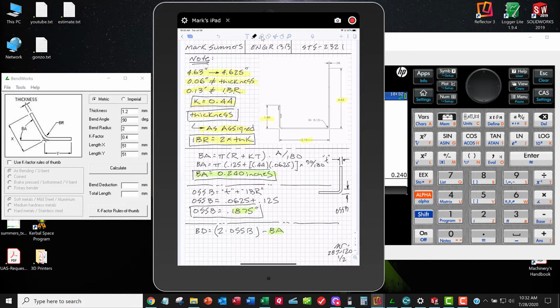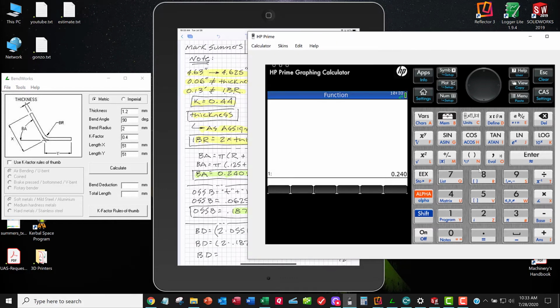All right, now let's do the final calculation to finally get to our bend deduction, and then we'll move on to calculating the flat pattern distances. There's an equation for the bend deduction. I'll plug in my numbers: 2 times 0.1875 minus bend allowance, which is 0.240. So bend deduction equals, let's do it on my calculator here. I got 2, enter, 0.1875, times, and I was smart enough to leave the 0.240 bend allowance on my stack, so I did a swap XY, minus, so bend deduction is 0.135 inches.